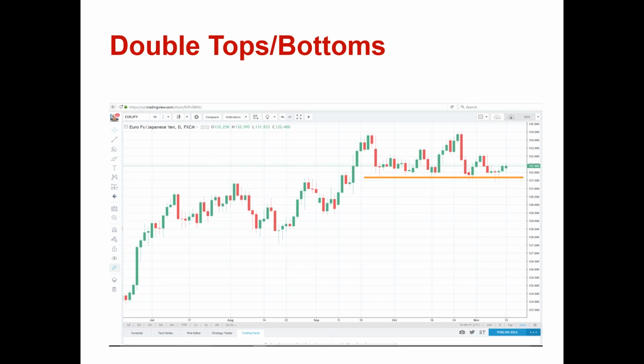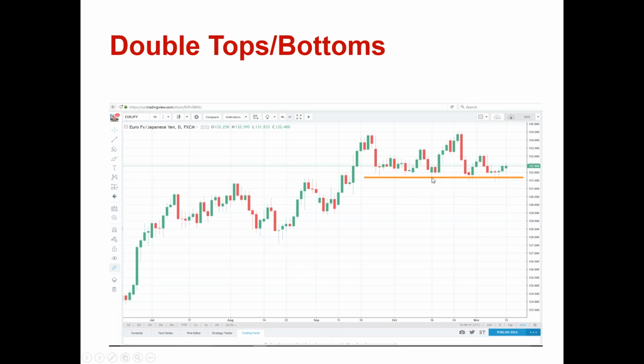Interestingly, the euro yen on a daily is currently possibly forming a double top, but we haven't had the signal, and this is an important thing. There's a high there at 134.40, I think it was, something like that. Then we traded down to 131.60, and traded back to 134.50. So very similar highs there.